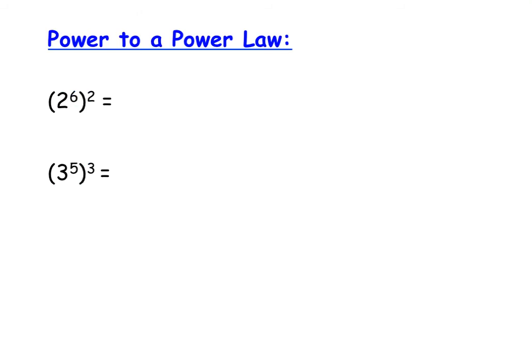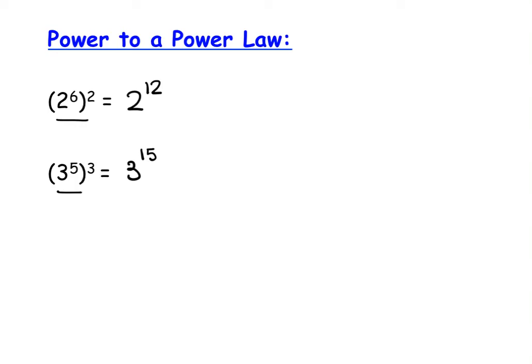So these are examples of the power to a power law. I'm hoping you can see the pattern again like we did before. If I have 2 to the power of 6, all raised to the power of 2, that's going to be 2 to the power of 12. And if I have 3 to the power of 5 raised to the power of 3, that's going to be 3 to the power of 15.